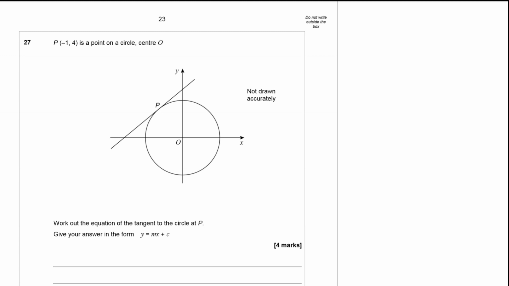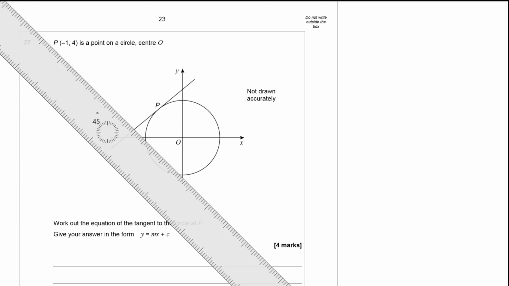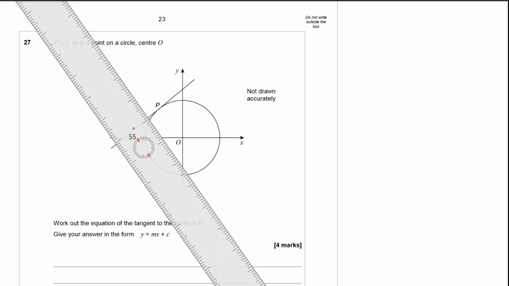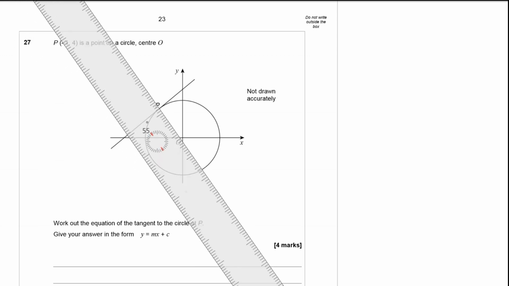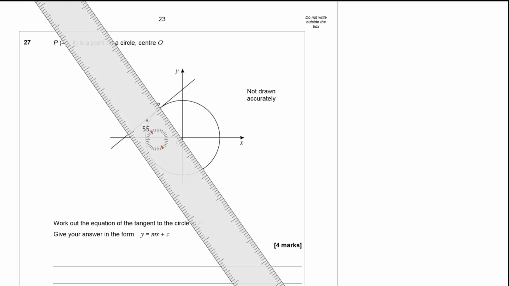A tangent just means it touches the circle at one point on the circle. A line that just touches the circle at one point. Give your answer in the form y equals mx plus c. So the first thing I'm going to do is draw a line between O and P. So I'm going to get my ruler and do that.